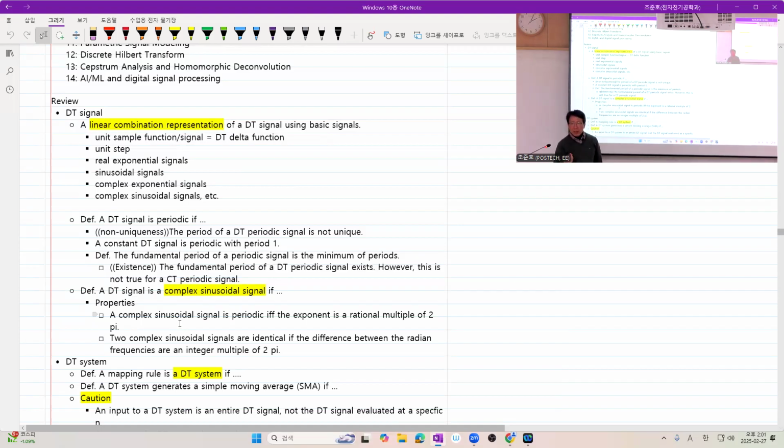of basic fundamental signals. This is the entire theme of signal processing, not just discrete time signal processing. Even in continuous time signal processing, we need this. Got it? So this is very important.